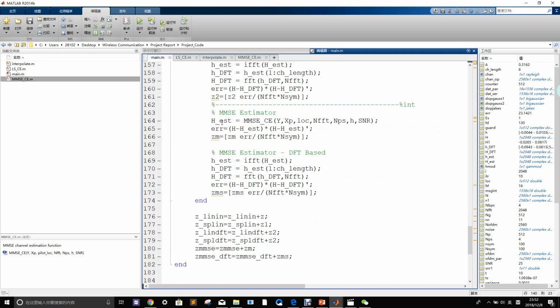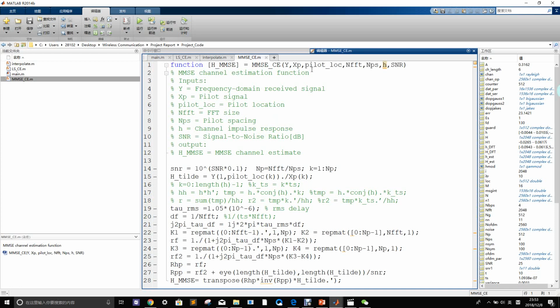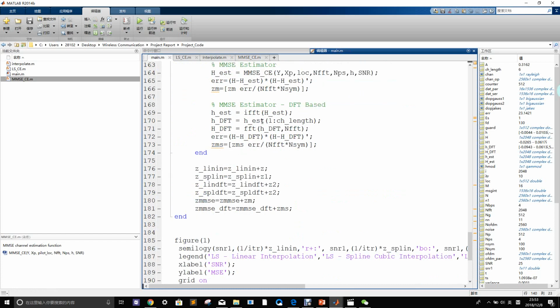So I use this function to estimate the MMSE. I wrote MMSE here. First, it has 7 inputs. The first one is Y. This means the frequency domain received signal, and this one means the pilot signal. This parameter means the pilot location, and this one means the FFT size. This parameter means the pilot spacing, and H means the channel impulse response. SNR means signal to noise ratio, and the output is HMMSE. This means the MMSE channel estimate. And this part is the MMSE estimator, and all of this is based on DFT.